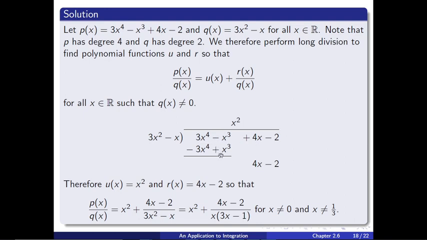And if we do that subtraction, that will just give us 0, and therefore we are left with 4x minus 2. Now this has degree 1, which is less than the degree of the other polynomial, which is 2, so therefore we have achieved what we want, right?